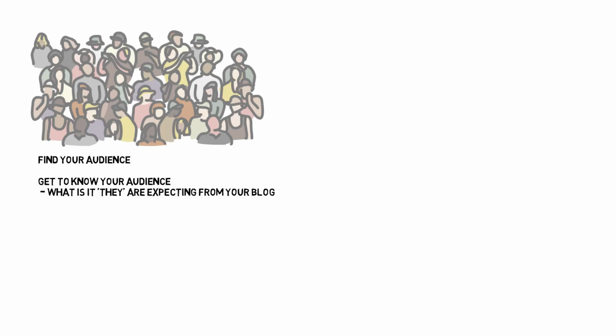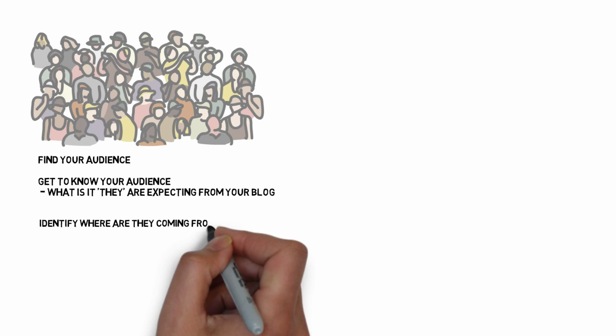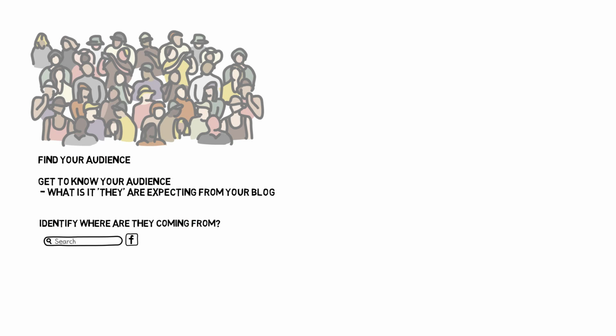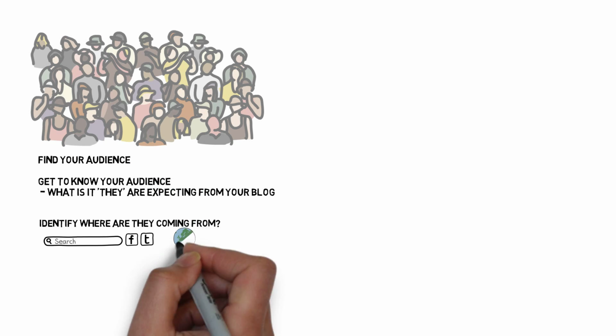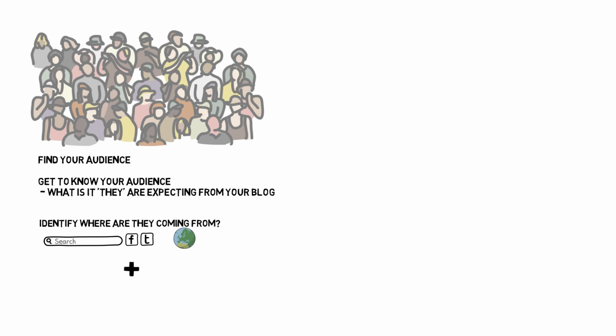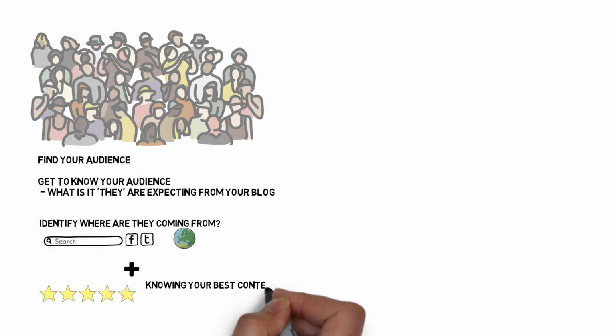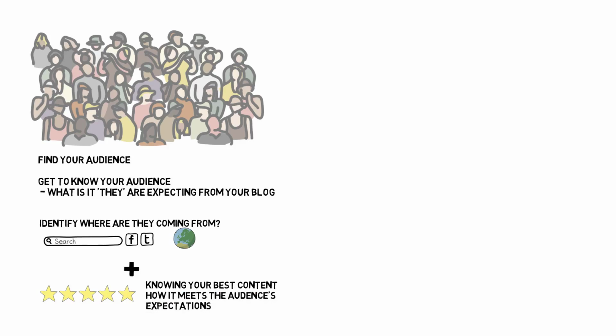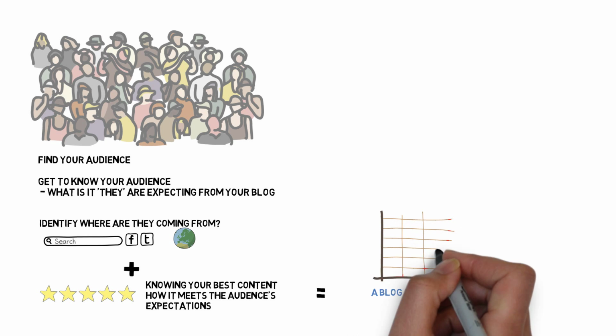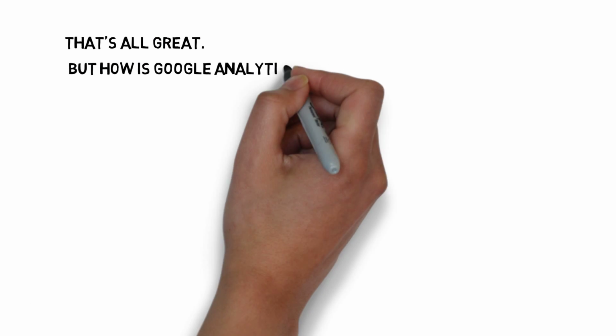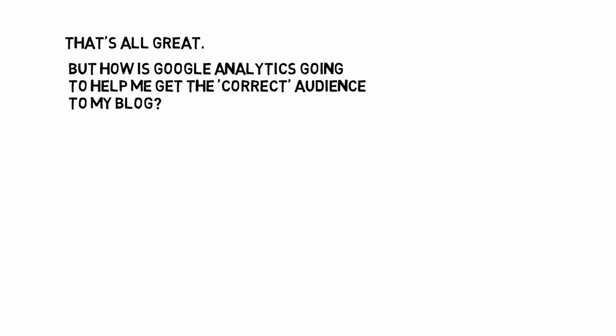So we already spoke in the first part about how Google Analytics can help you identify your audience and match their expectations and really identify what your best content is. When you put the two together, knowing your audience, knowing how your content meets their expectations, you'll be able to really create something of huge value for them. So the question you're probably asking, it's great to know all of that stuff, but how is Google Analytics going to actually help me get more visitors to my blog?